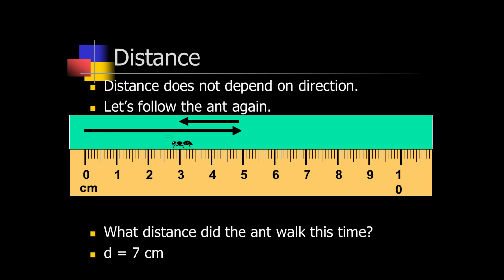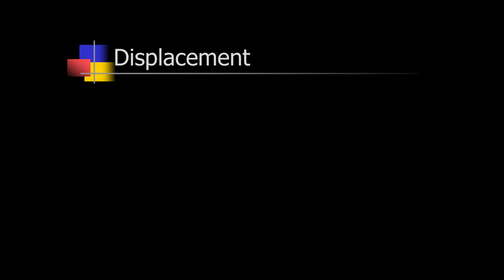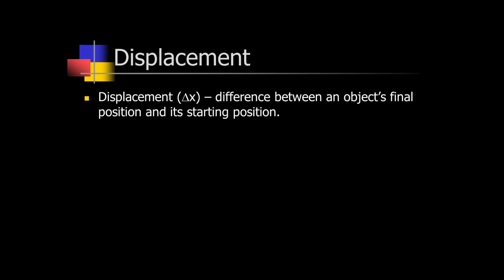Because it is independent of the direction, we will simply follow the path followed by the object, the body, or whatever the body is. We will consider the complete path followed by that particular body. So right now it is 7 centimeter. But if we talk about displacement, it is simply the difference between an object's final position and its starting position. We don't have to follow the path. We will simply subtract initial position from final position and we will calculate the distance.